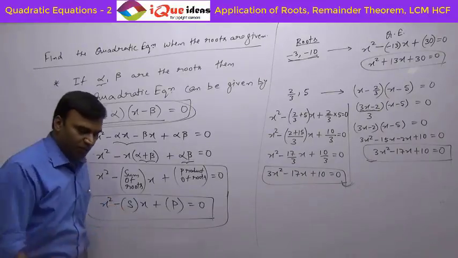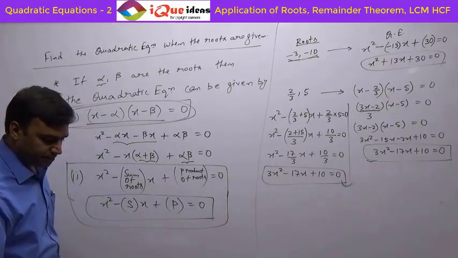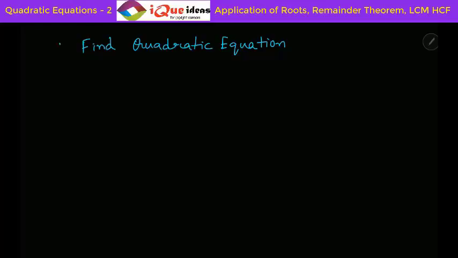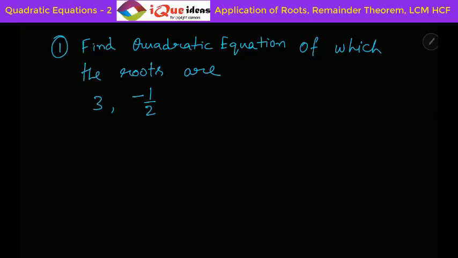Right. Now let's take a couple of more questions on this. Now let's take up some more questions for practice when the roots are given and we have to find the quadratic equation. Let's take up the first question. It says find the quadratic equation of which the roots are 3 and minus 1 by 2. Right? Now what do we do here? We have two different methods. We'll apply both of them.